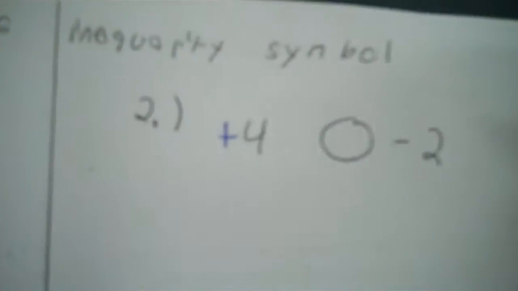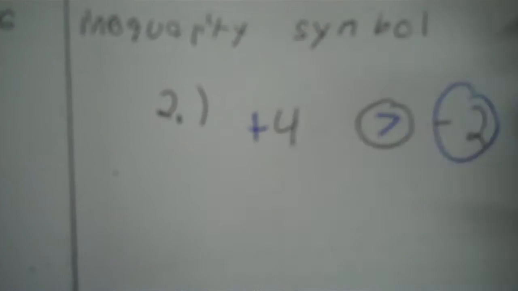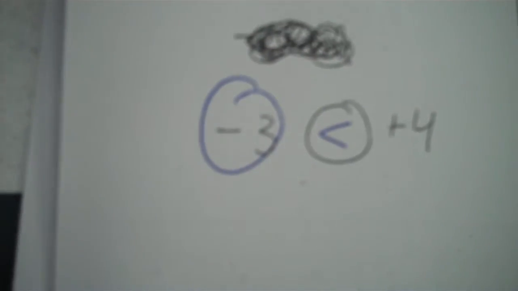4 and 2, +4, -2. So here's +4, here's -2. -2 is closer, so now the nose has to go towards that. So that says 4 is greater than -2. Okay, -3, +4. So here's -3, here's +4. So -3 is closer. Nose points towards that.